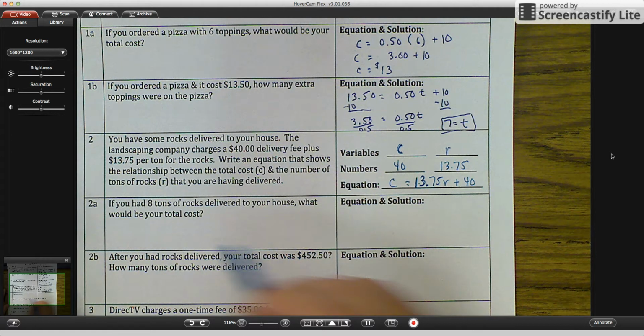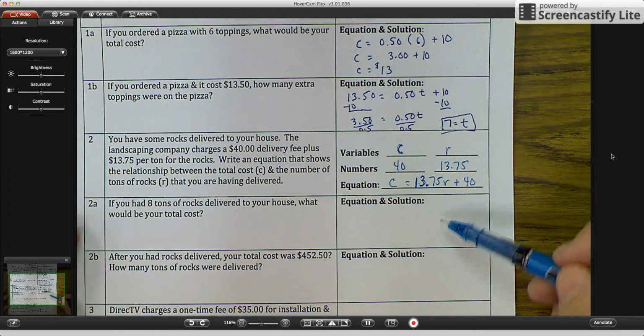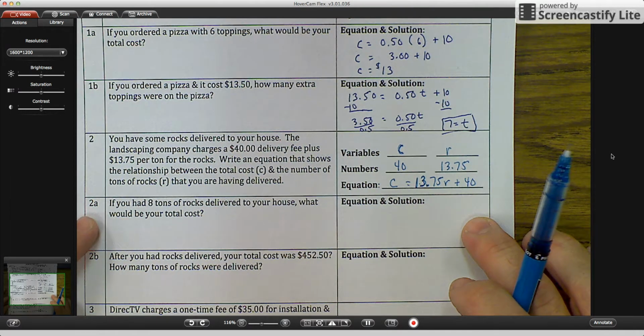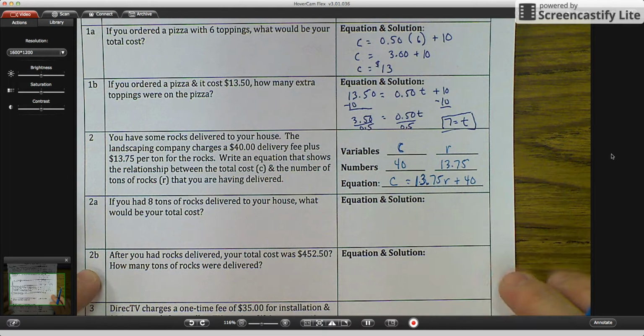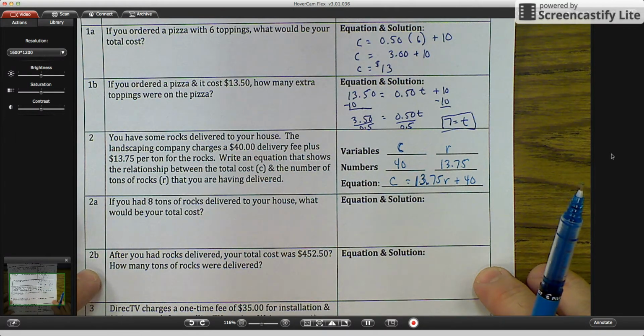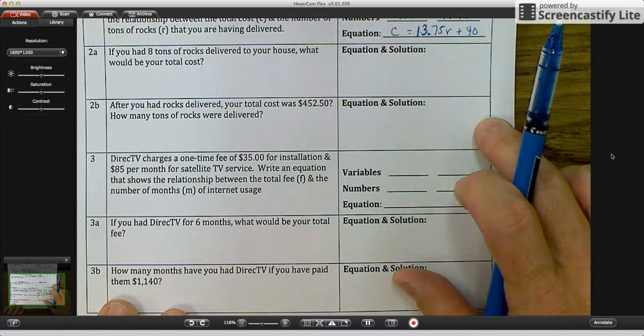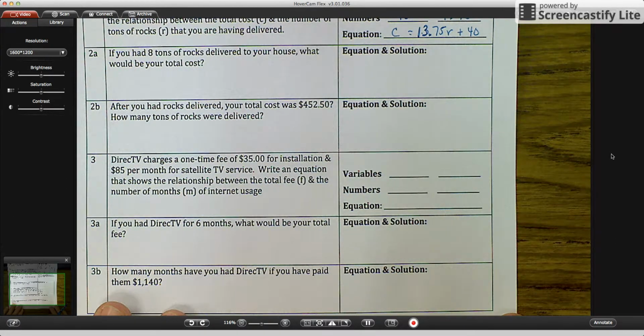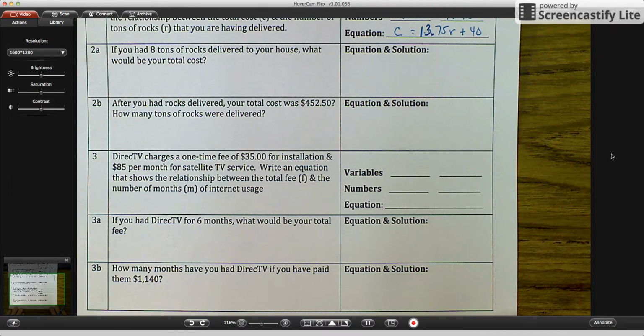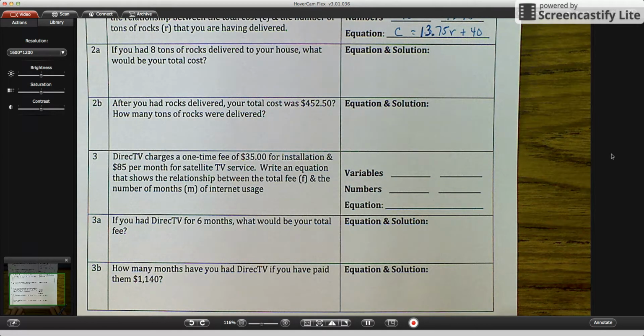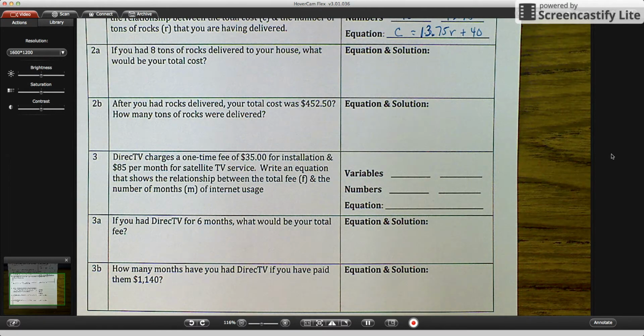Then what I want you to do now is figure out 2A, if you had 8 tons of rocks delivered, and 2B, if the total cost was $452.50, how many tons of rocks. And for the last one, I want you to do the whole thing. So pause your computer, finish 2A, 2B, and then 3, 3A, and 3B. Okay? We'll see you tomorrow in class.